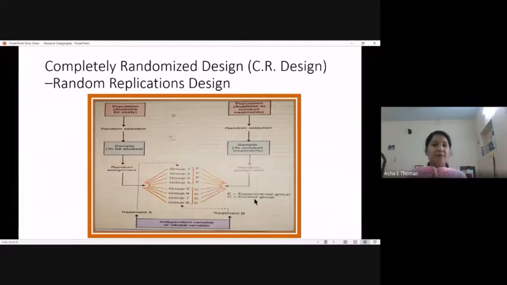So this is all about completely randomized design with random replication.